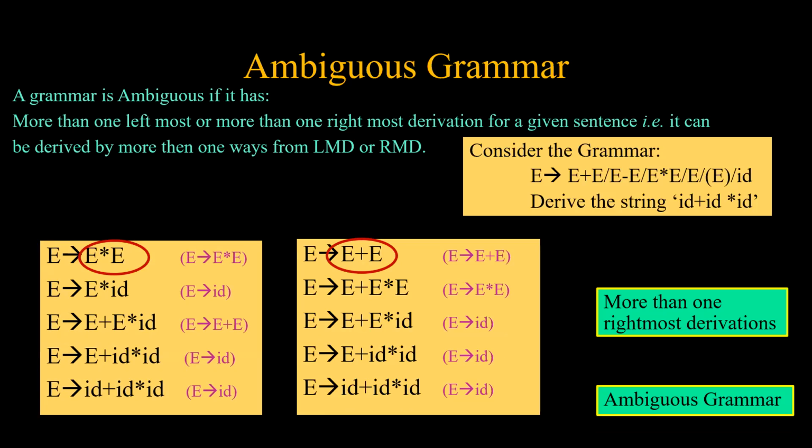If any grammar has one leftmost and one rightmost, it does not mean that it is ambiguous. Grammar is ambiguous if it has more than one leftmost or more than one rightmost derivation for a given input string. The string should be the same, the grammar should be the same, and there should be more than one leftmost derivation or more than one rightmost derivation, which has been indicated in this slide as well as in the previous.